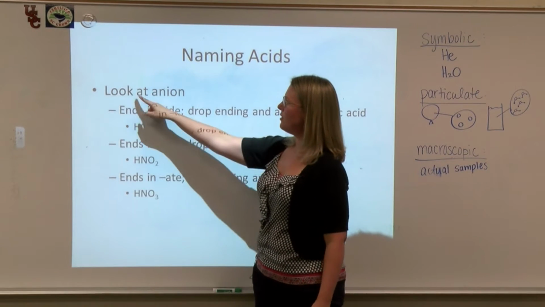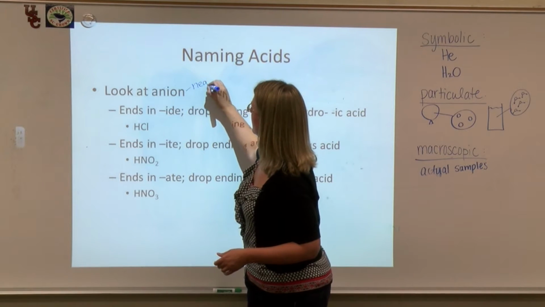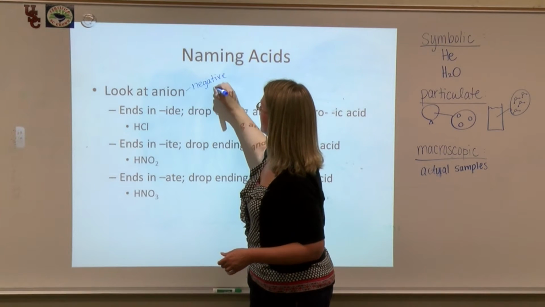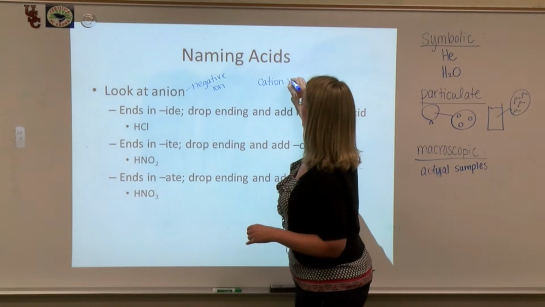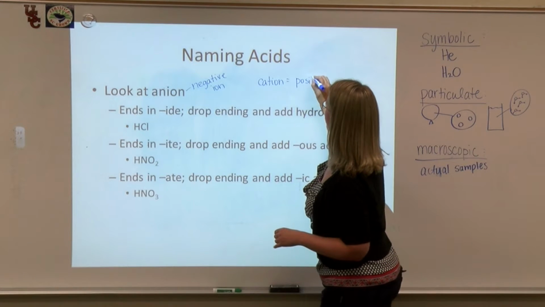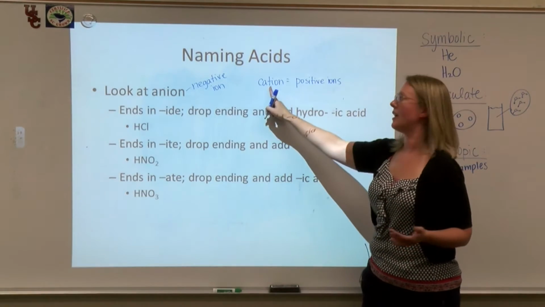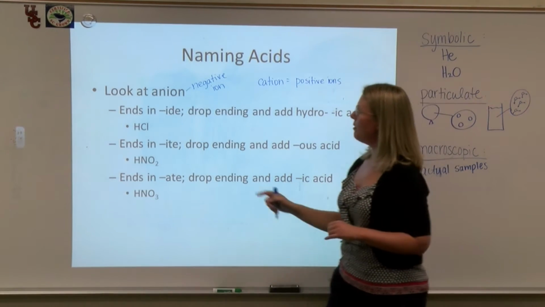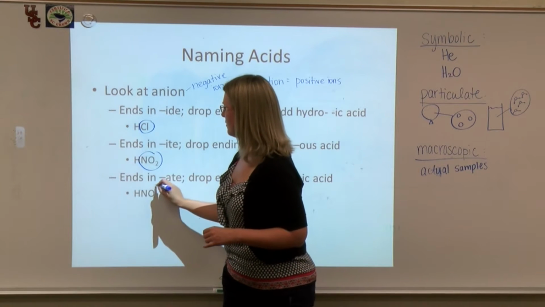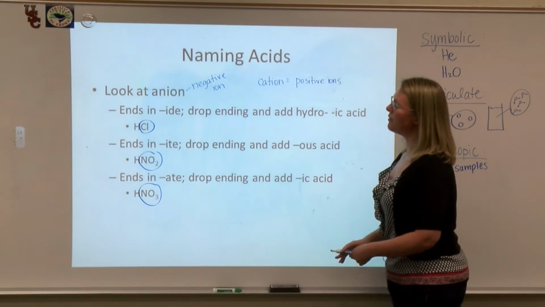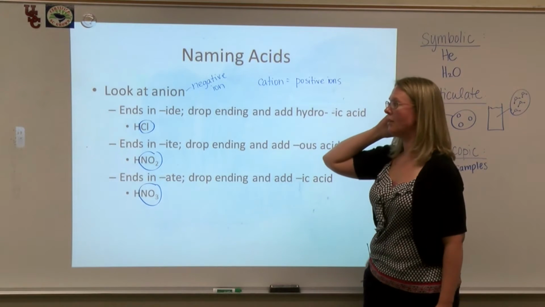So to name an acid, what we do is we look at the anion. The anion is the negative ion. Just a little side note, cations are positive ions. Okay, the T makes a plus sign, so that's how we know it's positive there. But for here, we're going to look at the anion. So I'm going to circle those in each of these examples. So those are my anions. Here I have a Cl, here I have an NO2 polyatomic, here I have an NO3 polyatomic, okay?